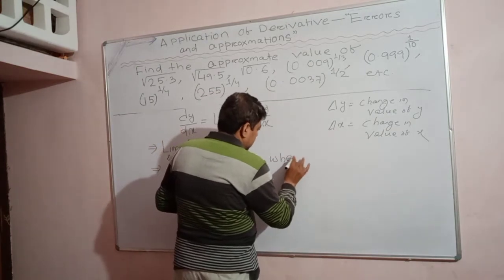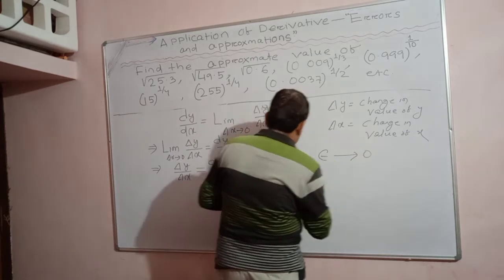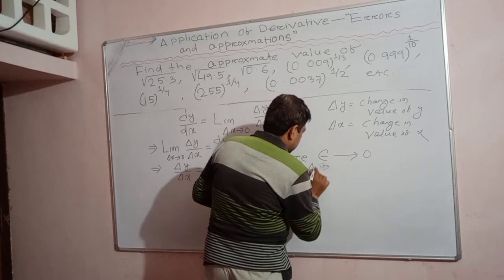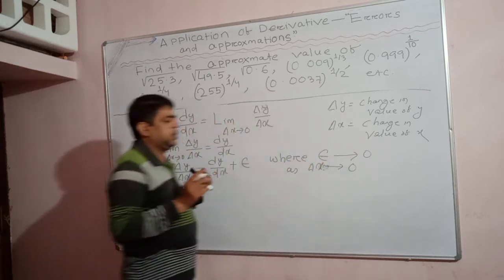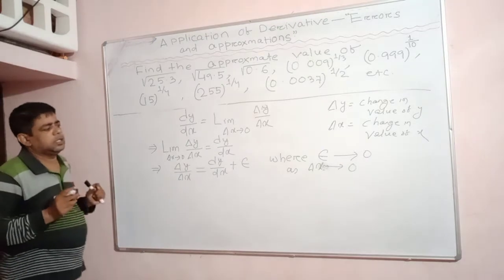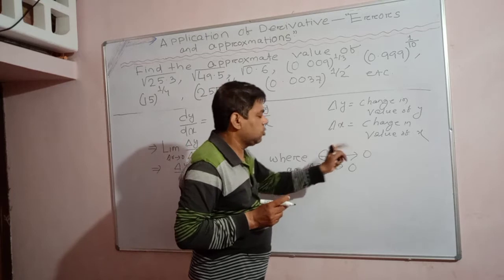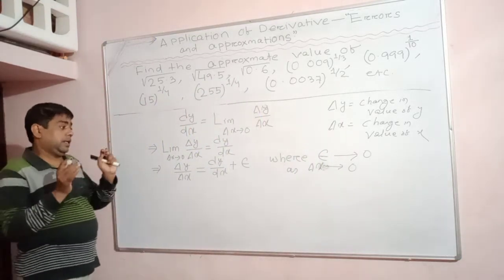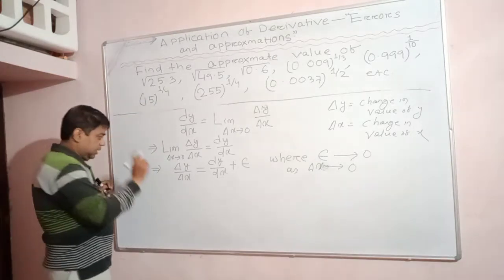Where it says epsilon approaches 0 as del x approaches 0, here del x approaches 0. The value of epsilon is extremely small. When del x is very close to 0, then epsilon is also very close to 0. So the values of epsilon and del x are very small. Understand? So let's see now.